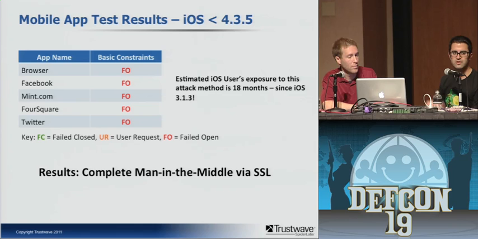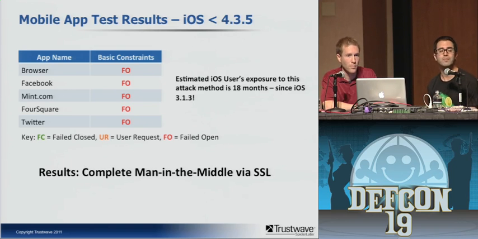So what we show here in the results, the basic constraints test: Browser, Facebook, Mint, Foursquare, and Twitter all failed open. What that means is that we were able to establish complete man-in-the-middle via SSL and intercept all the traffic that was being sent from the client device to the server. And a little side note here, we estimate the iOS user's exposure.